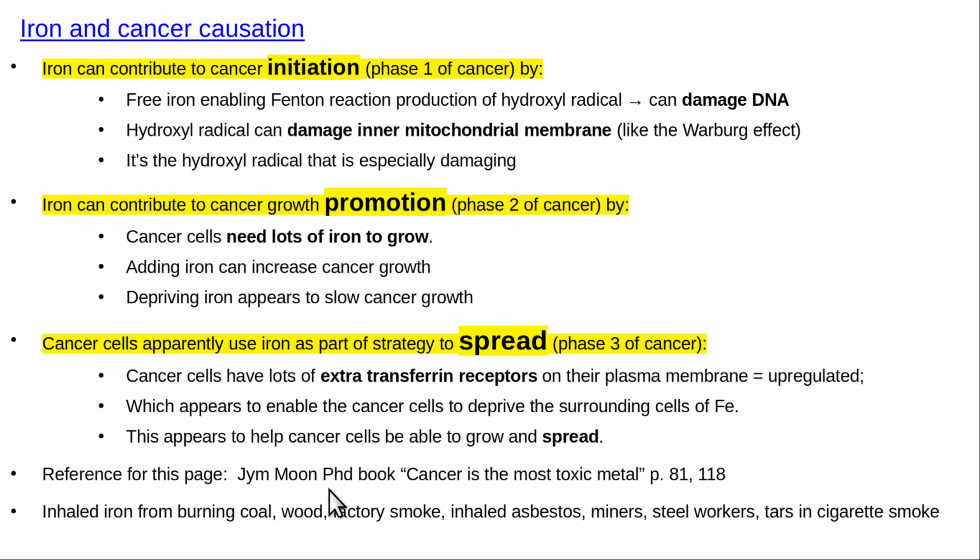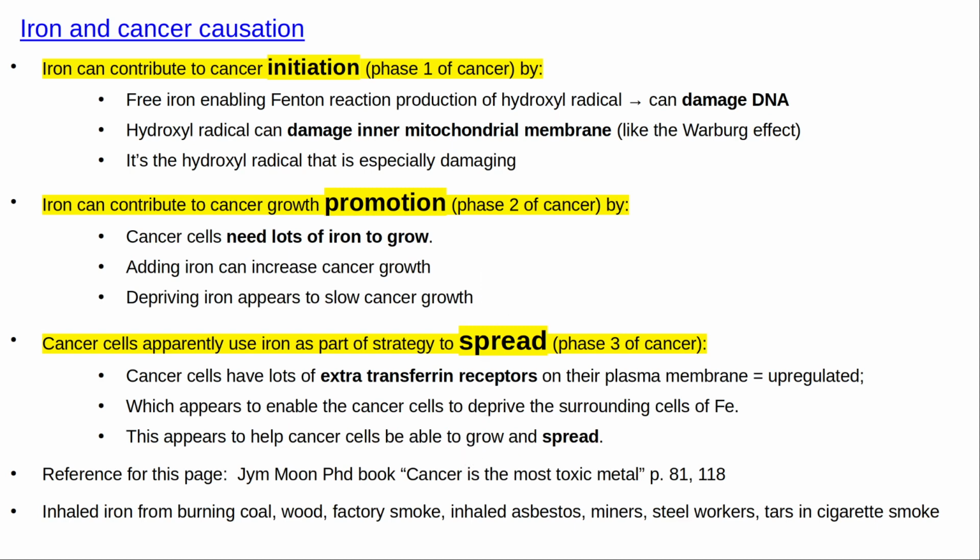Jim Moon, who wrote the book Cancer is the Most Toxic Metal, felt that iron was especially unique and bad in that it can increase cancer risk in all 3 major phases of cancer: the initiation phase, the promotion phase of cancer, and the metastatic spread phase. It can increase reactive oxygens, damaging DNA early in the game. It's needed by cancer to grow in the promotion, phase 2 of cancer, and in phase 3, the cancer cells will have lots of extra transferrin receptors on their plasma membrane, upregulated over 100-fold, and they have a way to suck up more iron, and this helps the metastatic cells to grow as well.